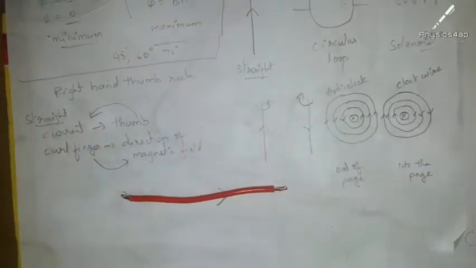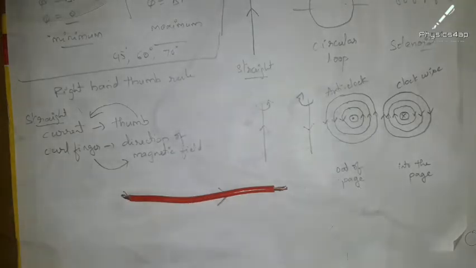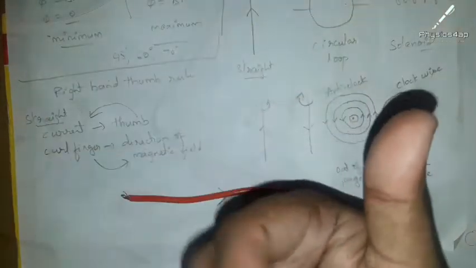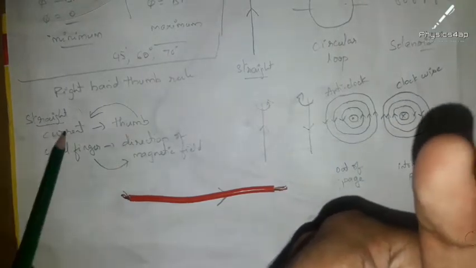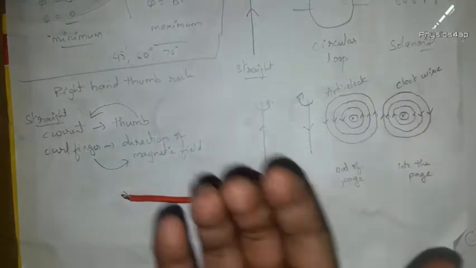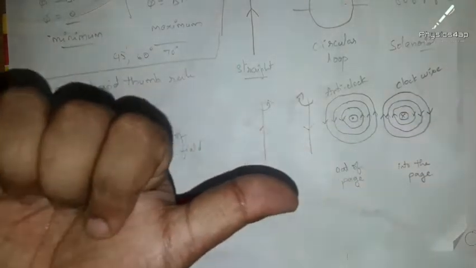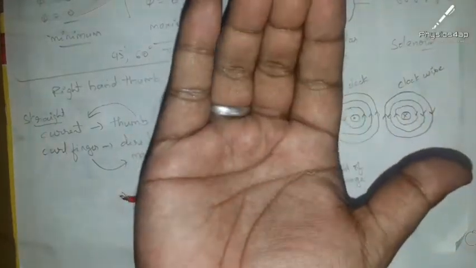Now you can see it clearly. As the current is moving towards the right side, now we have to find out the magnetic field. How can you find out the magnetic field? Simple. By using the right hand thumb rule. So the thumb represents the direction of current, and the curved fingers represent the direction of magnetic field. So place your thumb here, and the curved fingers represent the direction of magnetic field.